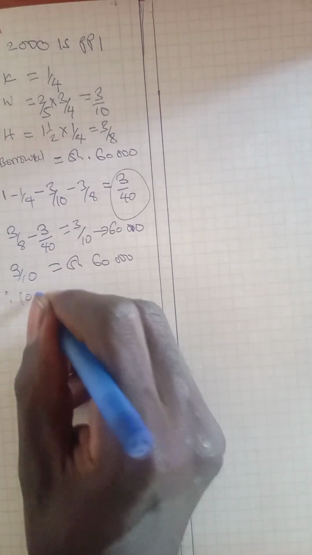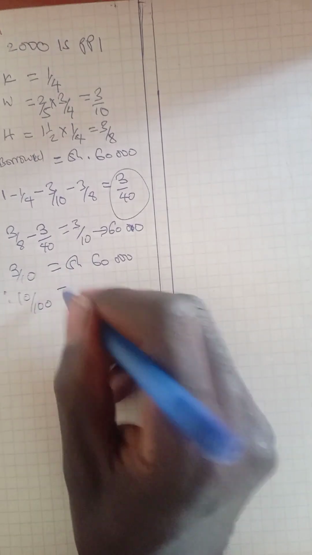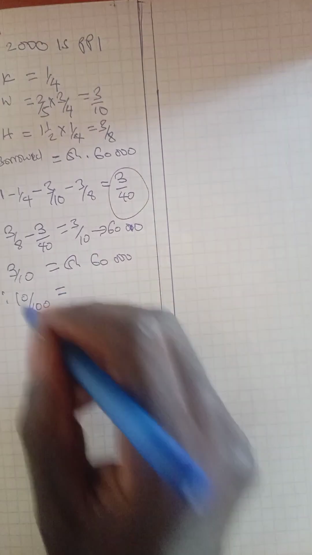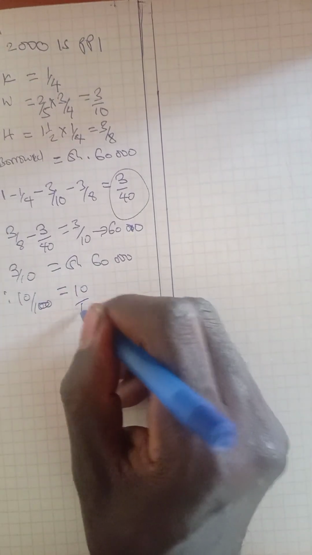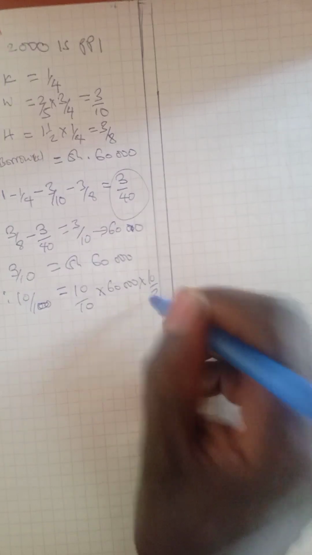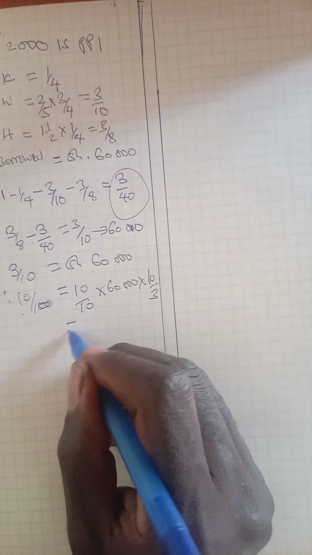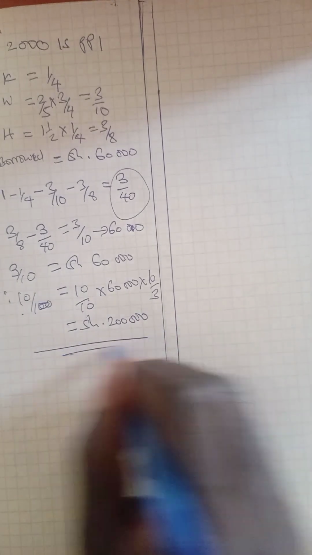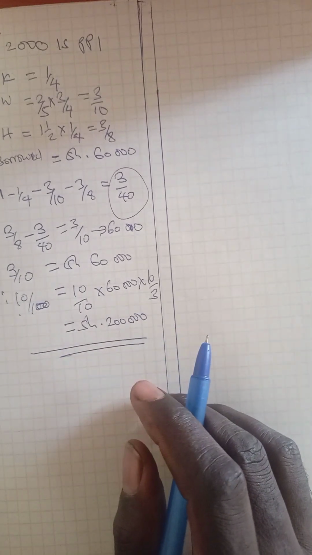What about 10/10? The whole amount required to start a business by the three persons. So 10/10 will be 10/10 multiplied by 60,000 multiplied by 10/3. Now we get 200,000 shillings. That's the amount the three persons required to start a business.